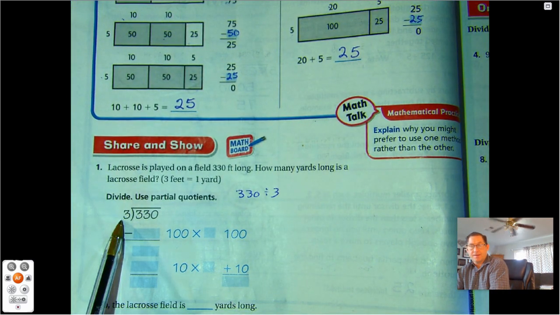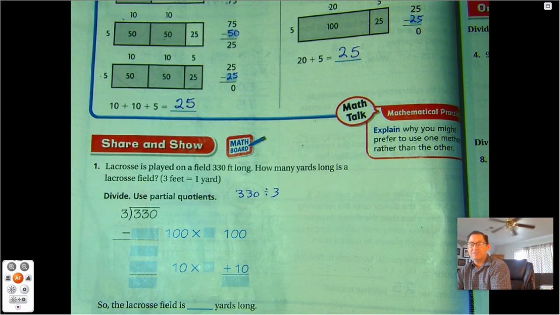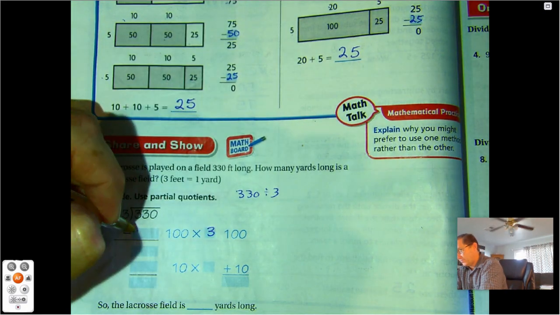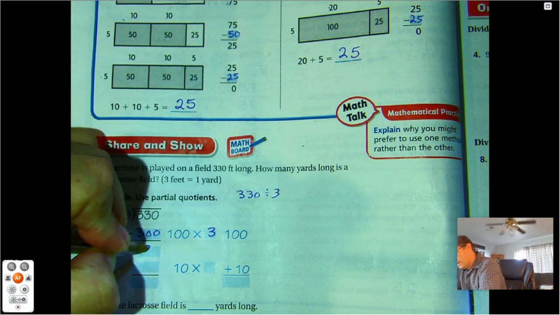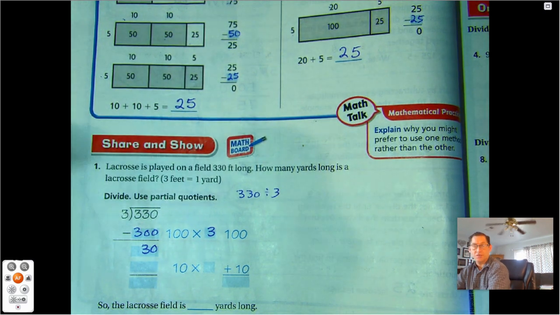And here, they want us to take away 100 sets of 3. What's 100 sets of 3? 100 times 3 is 300, right? Okay, so 330 take away 300 is 30. And then there's no hundreds left. All right, so we have 30 left.